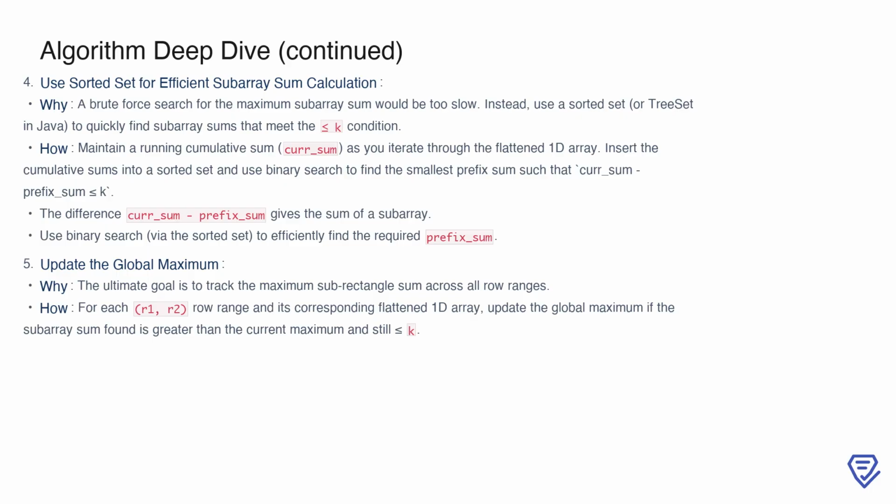This difference represents the sum of a subarray that satisfies our condition. By leveraging the sorted set's binary search capability, we can efficiently find the required prefix sum and update our result accordingly. This approach ensures that we maintain optimal performance while checking all possible subarray sums within the given constraints.